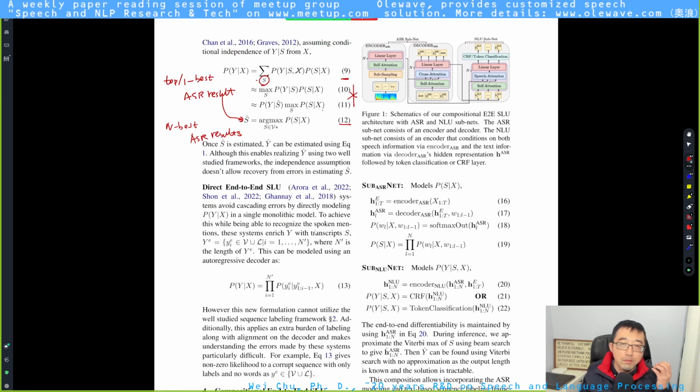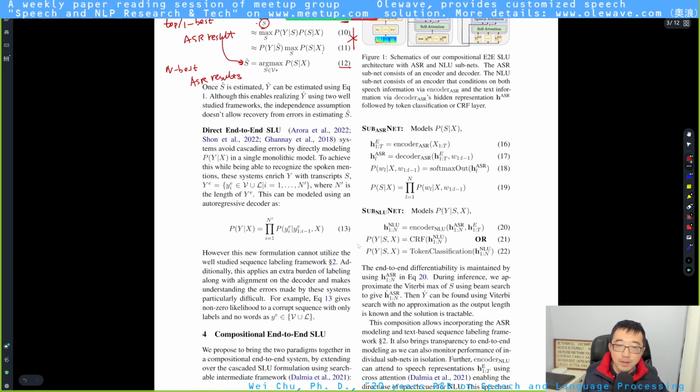And also, you can see everybody goes to end-to-end, right? You just feed the speech input in and it gives you the labels as output. You just train it as a whole end-to-end system. So this is shown in equation 13. And don't forget, it uses this IID assumption, okay? Very straightforward.